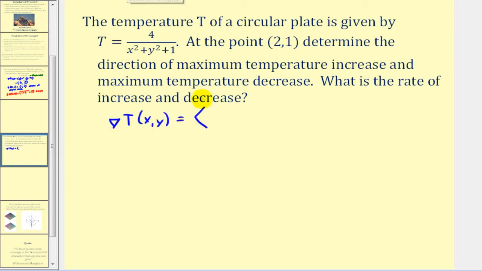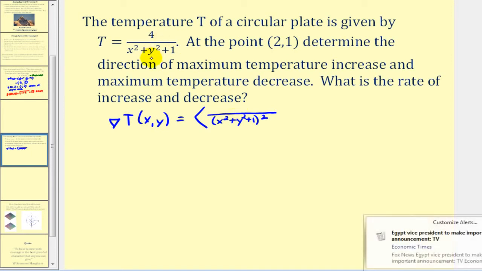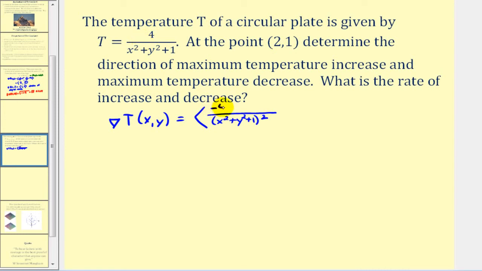So to determine the x component, we'll find the partial derivative of T with respect to x. I'm going to go ahead and apply the quotient rule. So we'll have our denominator squared. And our numerator is going to be the denominator times the derivative of the numerator, that's 0, minus the numerator, so negative 4, times the derivative of the denominator with respect to x, so that'll be 2x.